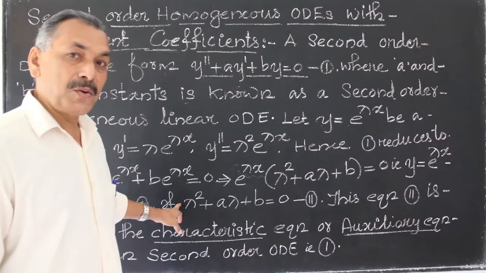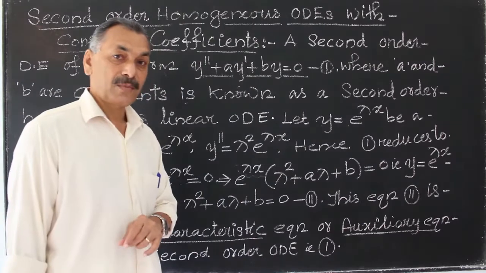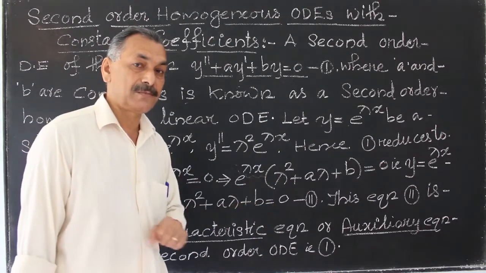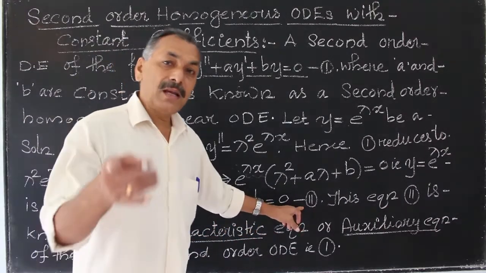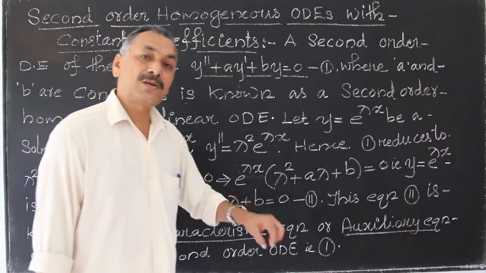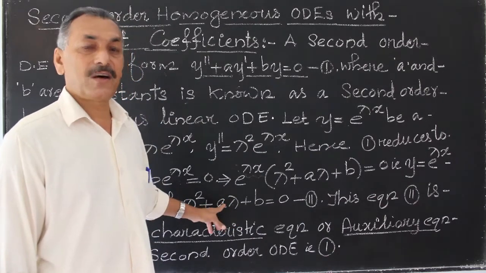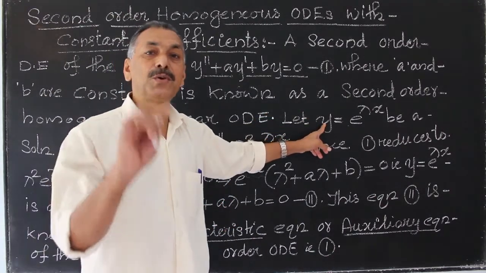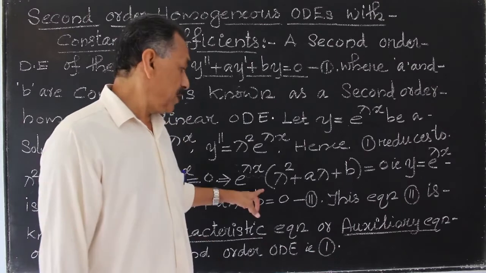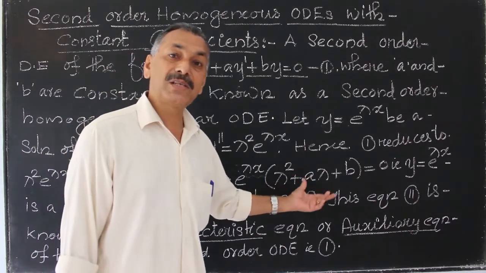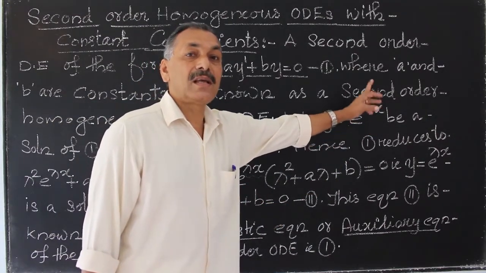Here x is equal to lambda, and lambda square plus a lambda plus b is equal to 0 is the equation. Solving it, we get the value of lambda. Suppose lambda is equal to 2, then the solution is y is equal to e raised to 2x. Assume lambda is equal to 1 by 3, then y is equal to e raised to 1 by 3 x.